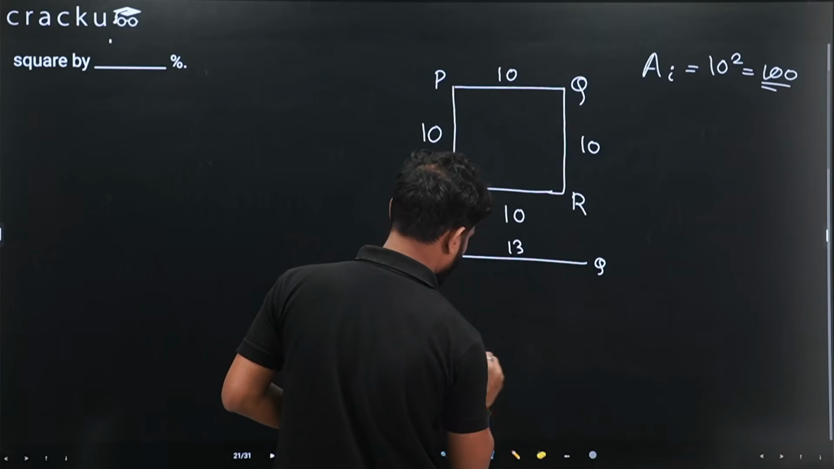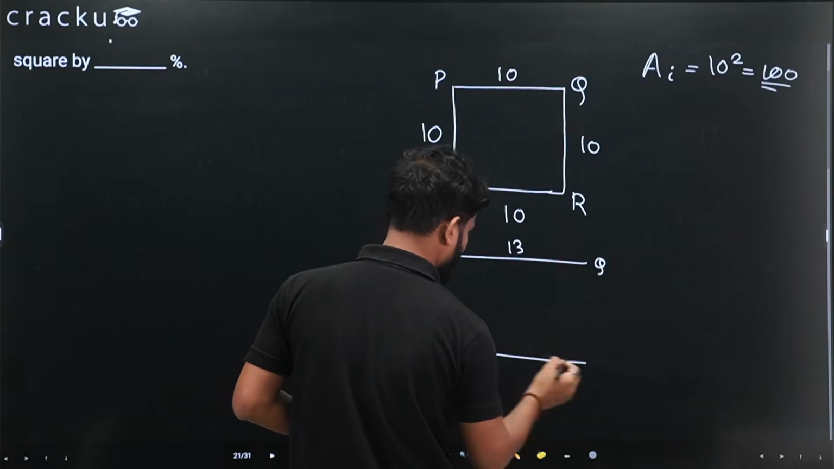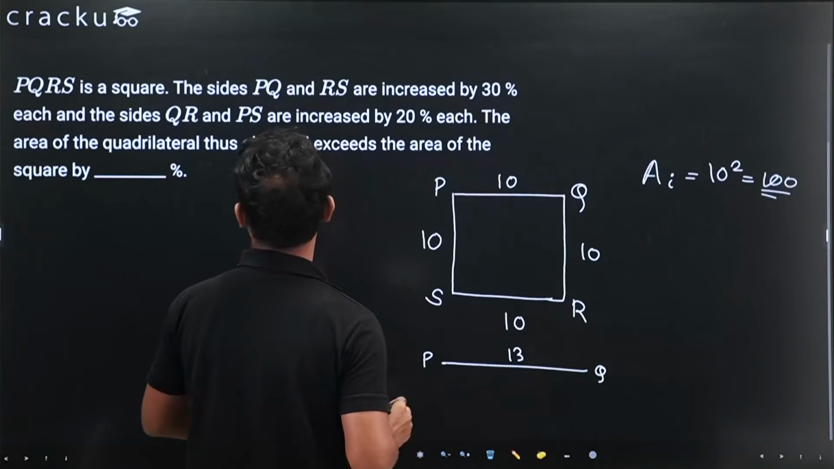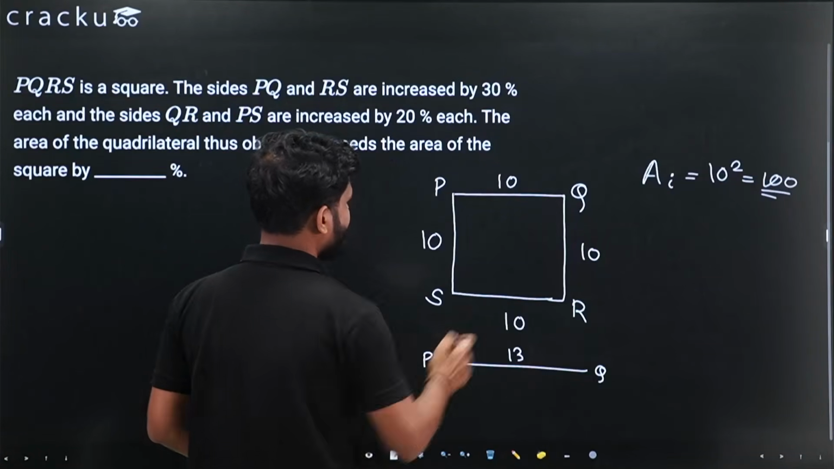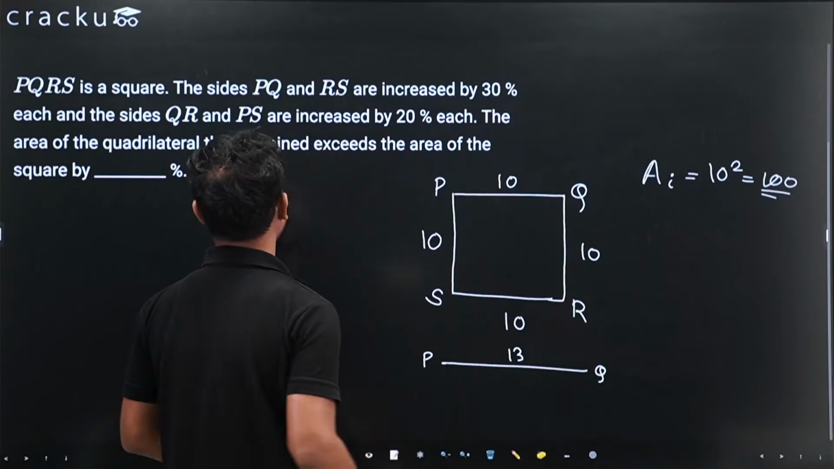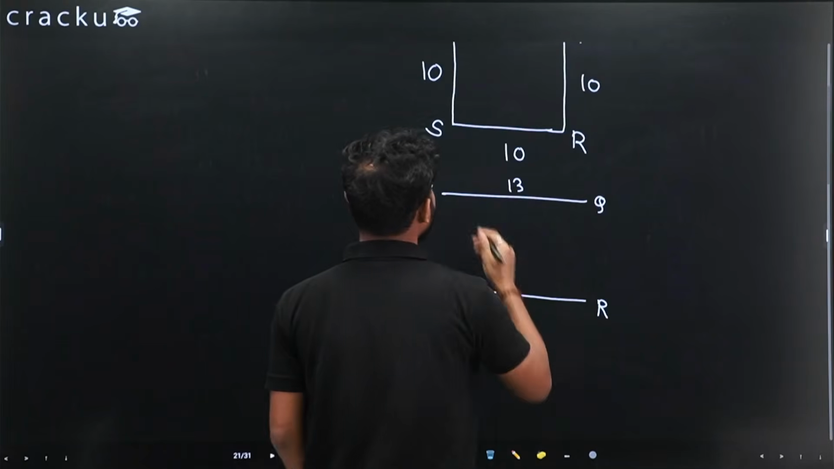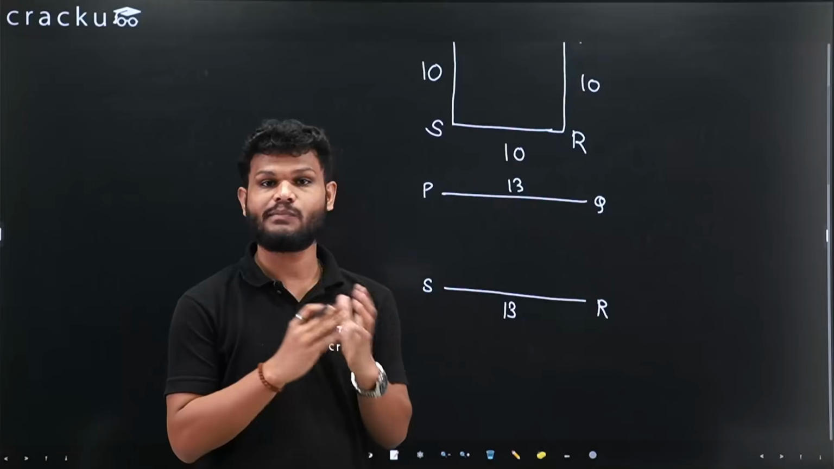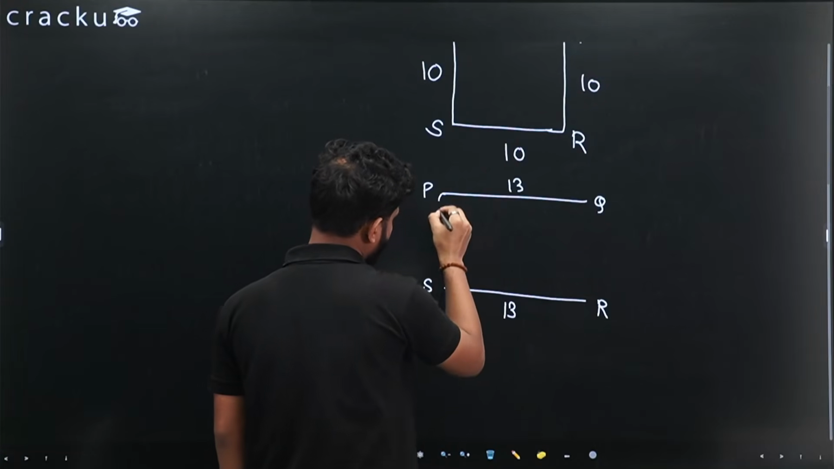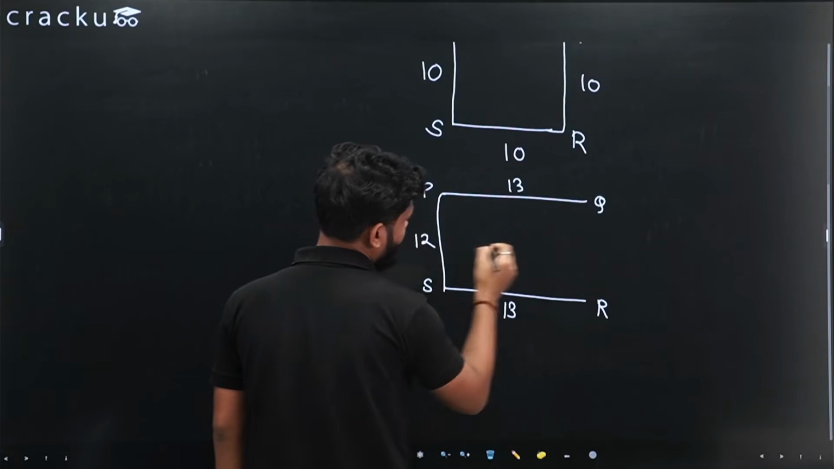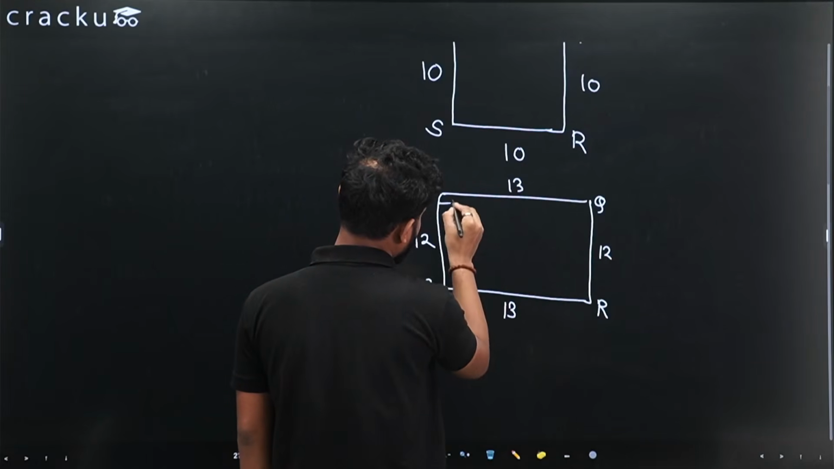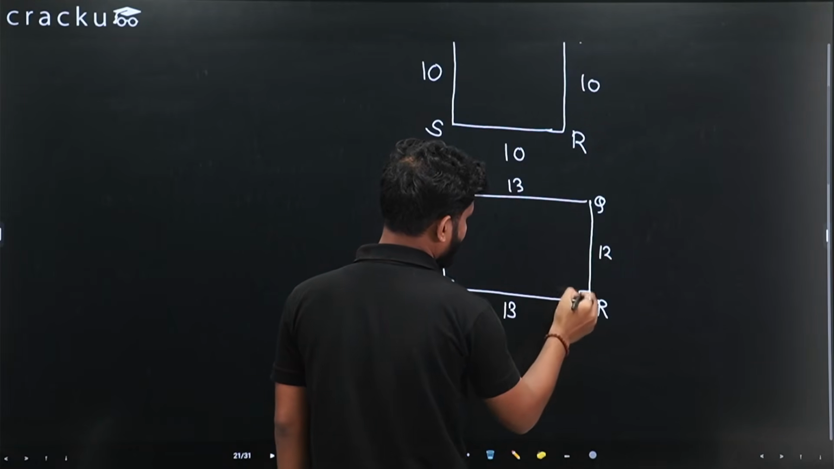Similarly, SR will be what? SR will also be 13. Then we are given QR and PS. So QR and PS are increased by 20% each. 20% of 10 is 2, so it is increased: 10 plus 2, 12. So PS will become 12, and QR will become 12. And this will be a rectangle.